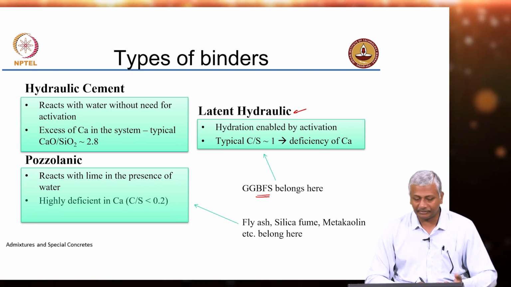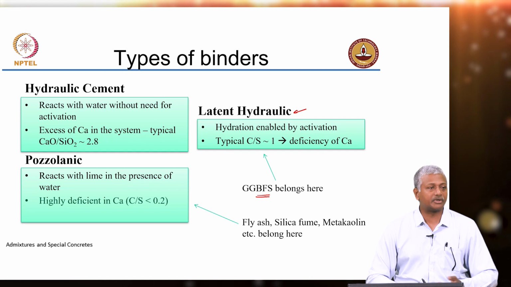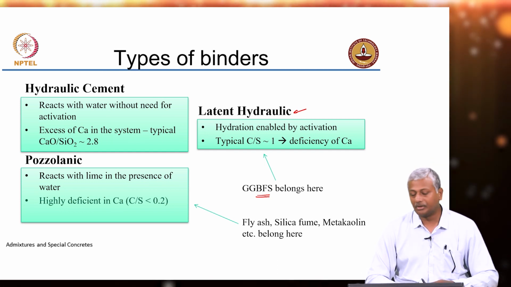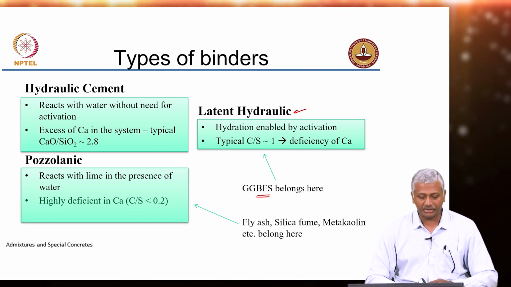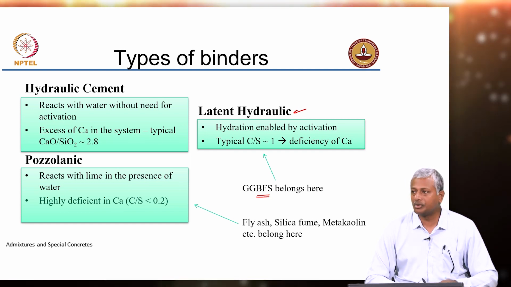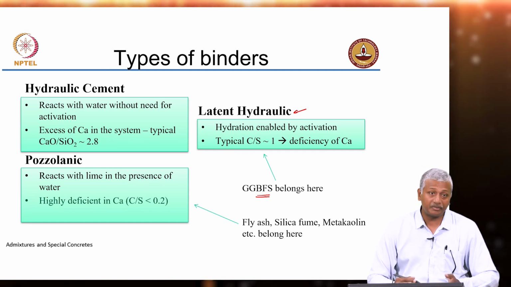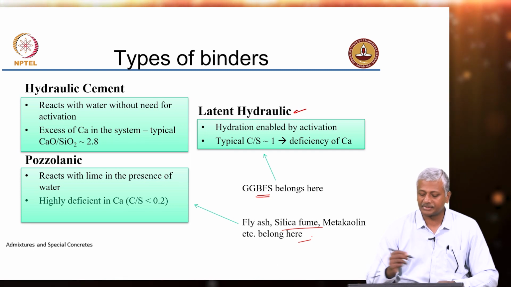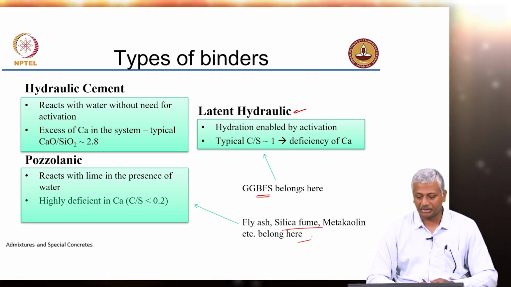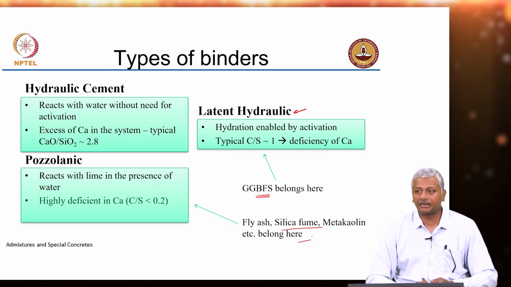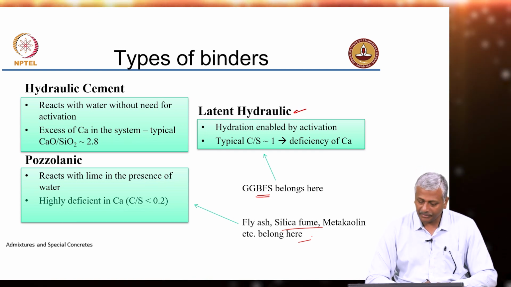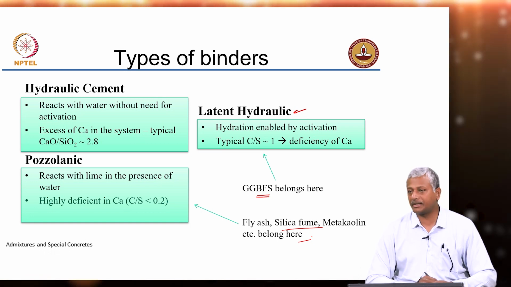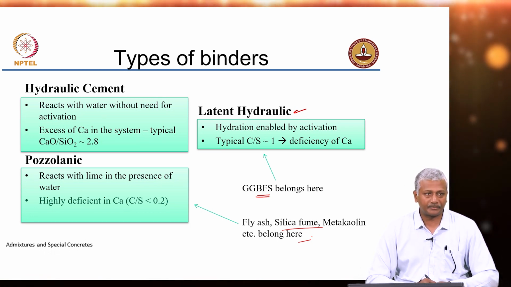Then you have a pozzolanic system which cannot react with water on its own. It reacts with lime, that is calcium hydroxide, in the presence of water, and these systems are highly deficient in calcium, only about 0.2 calcium to silica ratio or maybe even less. Okay. So, your aluminosilicate based systems all belong here, that is fly ash, silica fume, metakaolin and other aluminosilicate admixtures. Your rice husk ash, sugarcane bagasse ash, all of those will be pozzolanic and not latent hydraulic. Okay.